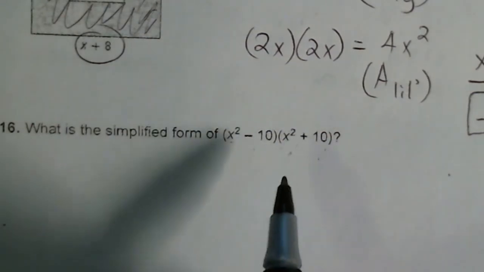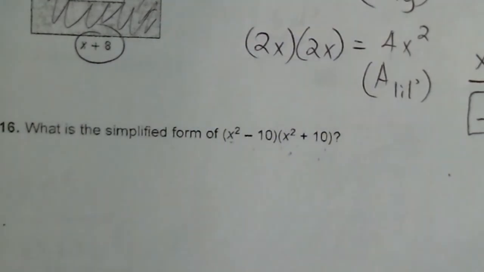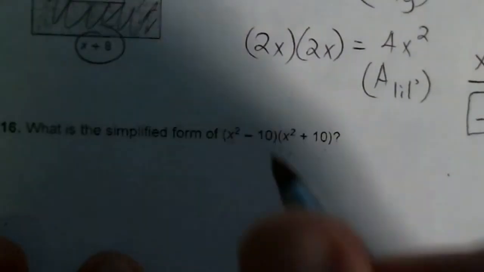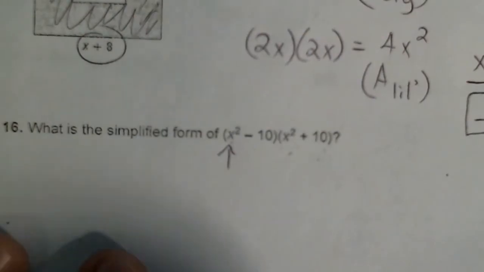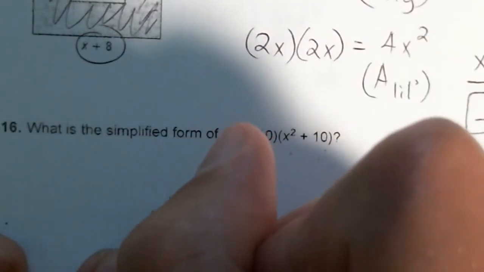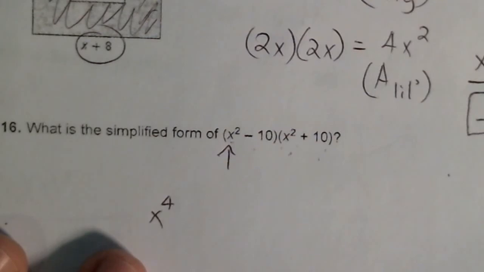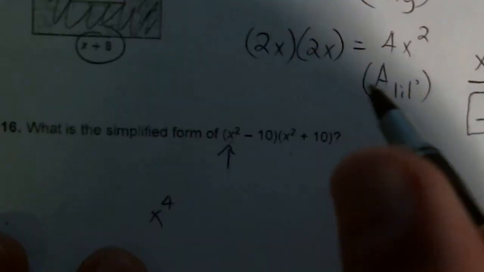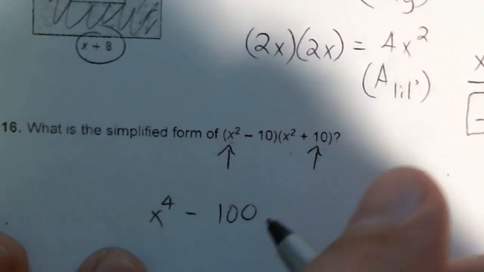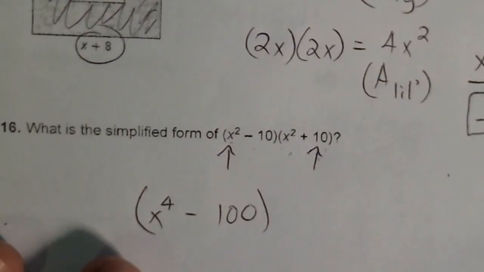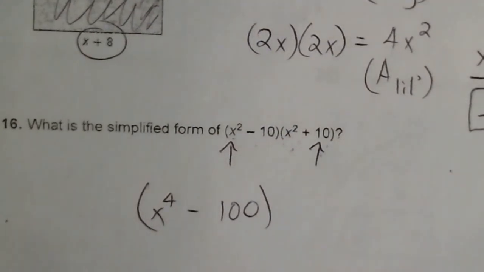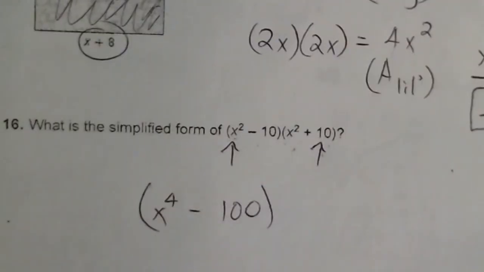When you have a positive and a negative, if you were to FOIL this out, you would see that the two middle terms, instead of combining like terms, would offset each other. They would cancel each other out. So all you have to do with the difference of squares is square the first term. X squared times x squared is x to the fourth. You just add those exponents together. And then I square the back term. 10 times 10 is 100. And I throw a little negative sign in there. Square the first term, square the back term, throw a minus sign in the middle. That's all you have to do.